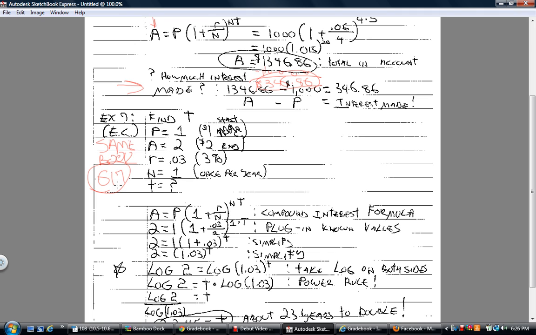So if a loaf of bread used to be $1, which it isn't anymore, but pretend it would be, it would now cost you 3 cents more. It would now cost you $1.03.